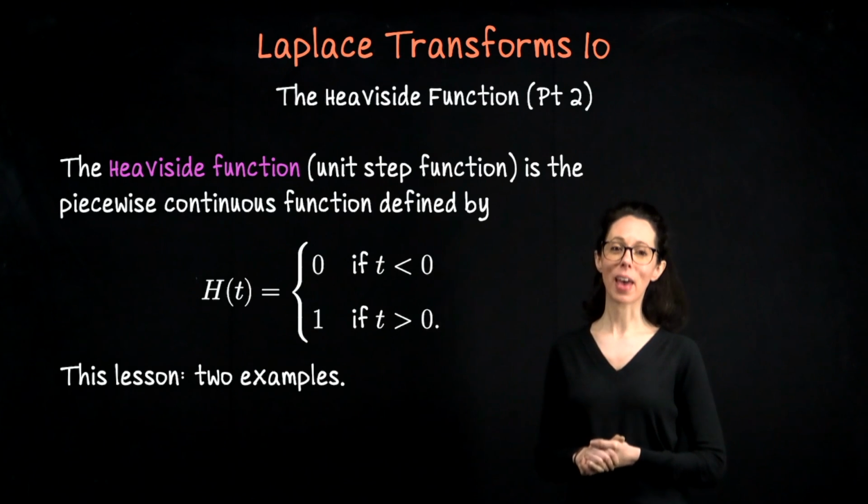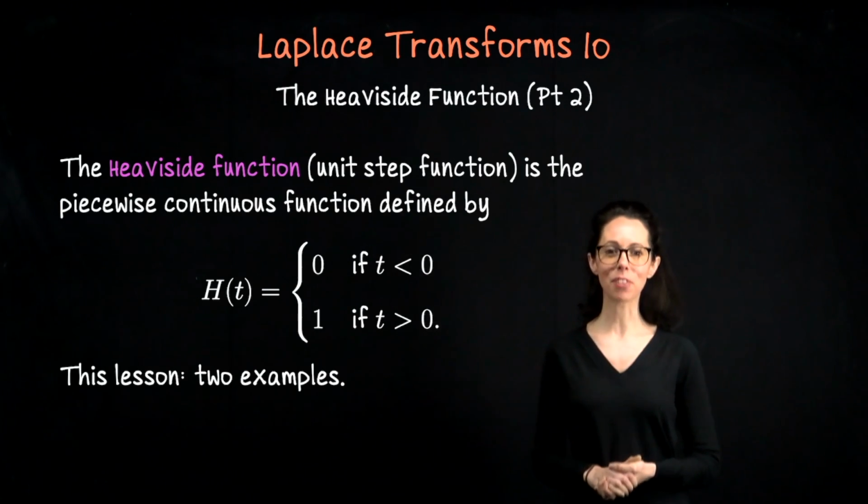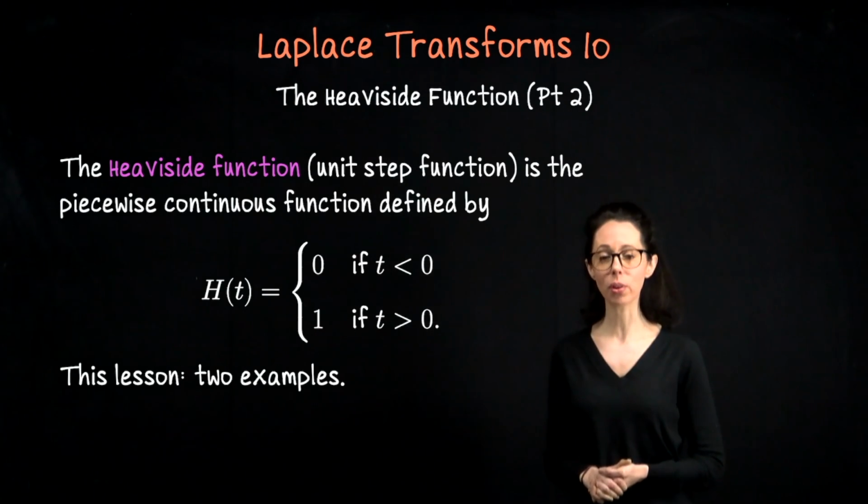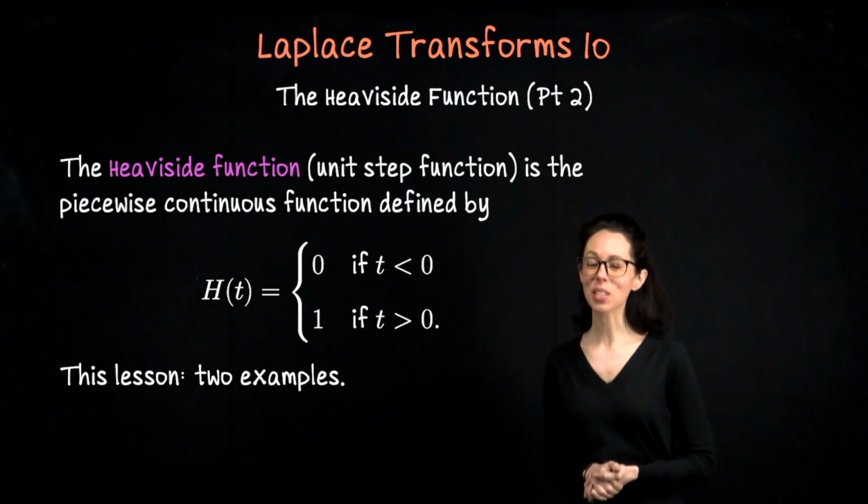In the last video, we met the Heaviside function, also called the unit step function, and we talked about how this function gave us a way to delay the start of an external forcing. That was one situation, and that's what we'll look at today.